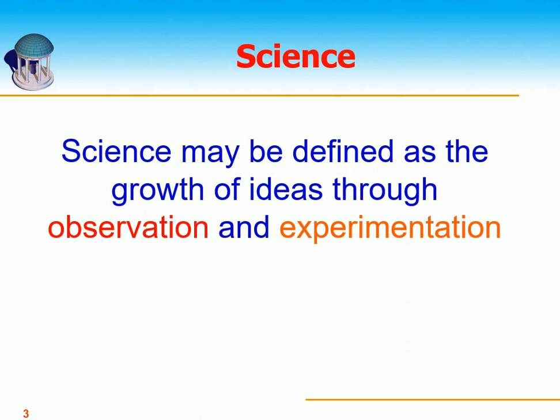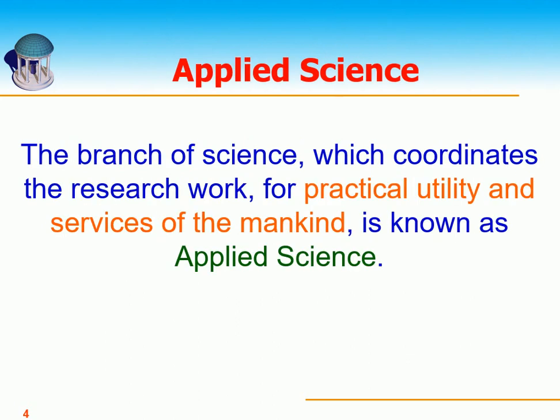And then the experimentation. When you do the experiment, you also get some observations, record the readings, and of course, conclude some results. So science is the knowledge which basically deals with 2 things. One is the observation, another one is the experimentation.